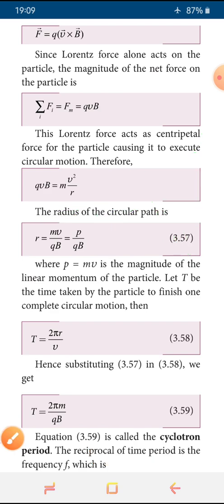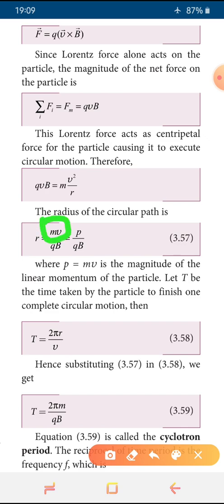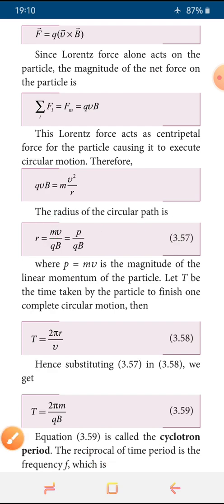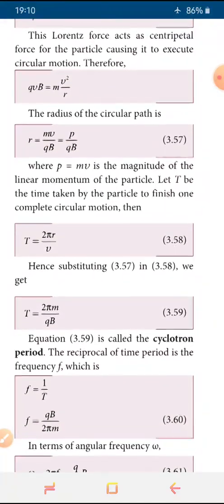Then see here, what is m? m is the mass of the charged particle. v is its velocity. So mass into velocity is nothing but what? Linear momentum, or momentum. That can be written with the symbol p. So this p is equal to what? Momentum mv. We are replacing mv with the term p. Then this equation will become r is equal to p divided by qB. This is equation 3.57, and this is for linear momentum.